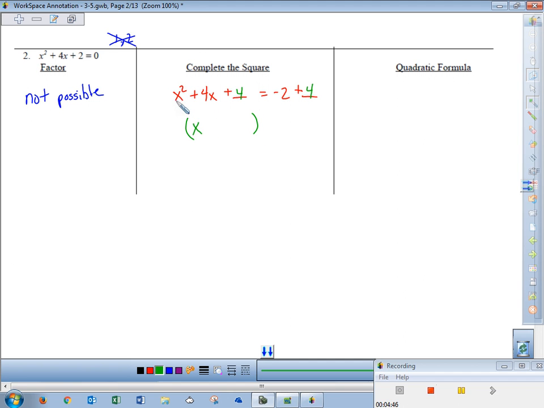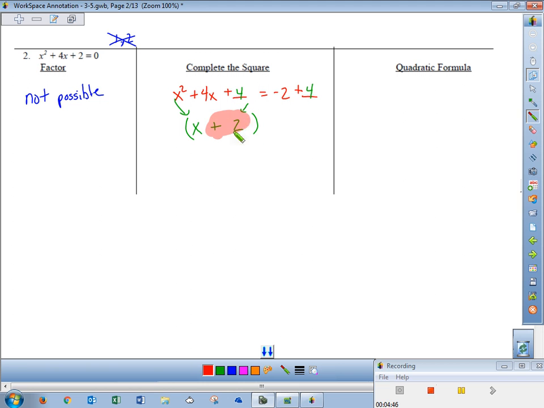He'll factor to be the square root of the first term and the square root of the last term, and then the sign from the middle. This number right here, FYI, is always half your b value. Notice he's a positive 2. That's half your b value. And that quantity gets squared. That's what the perfect square trinomials factor to be. And then add those numbers together, you get yourself a 2.